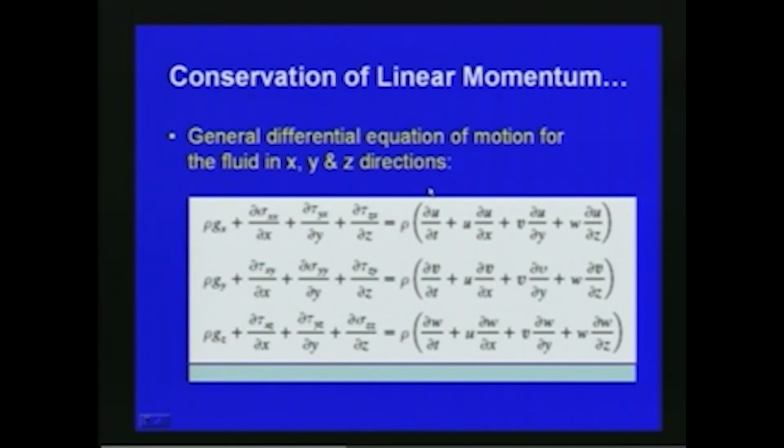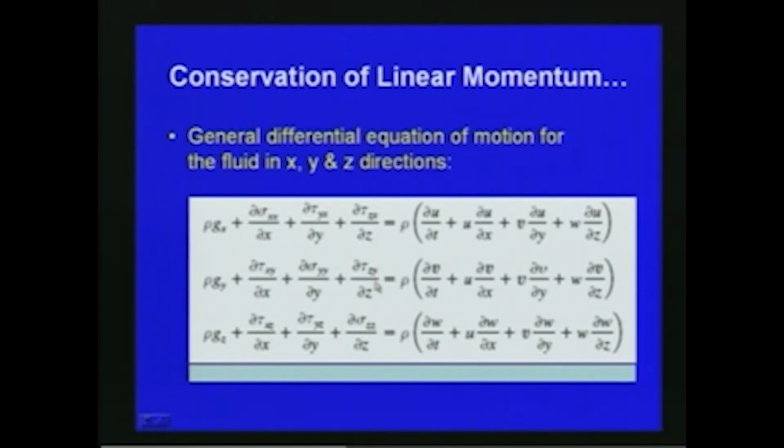From this only we will be deriving other equations like Euler's equation or other kinds of equation. Now this is the equation in x direction, and the general differential equation of motion in y direction can be written as rho gy plus del tau xy by del x plus del sigma yy by del y plus del tau zy by del z equal to rho into del v by del t plus u into del v by del x plus v into del v by del y plus w into del v by del z.